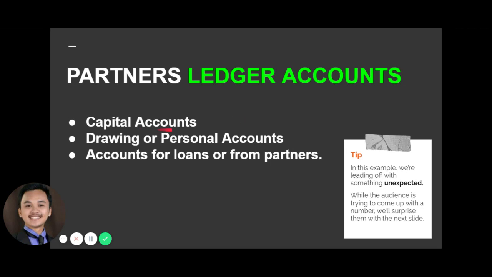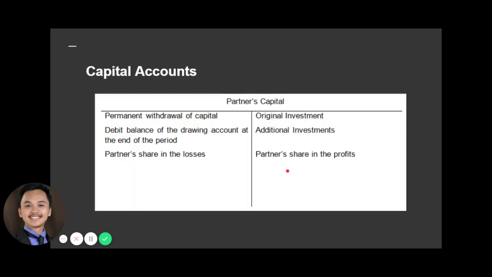First, we have capital accounts. Second, we have drawing or personal accounts. Third is accounts for loans to or from partners. So let's discuss each of these ledger accounts. First, we have your capital account.